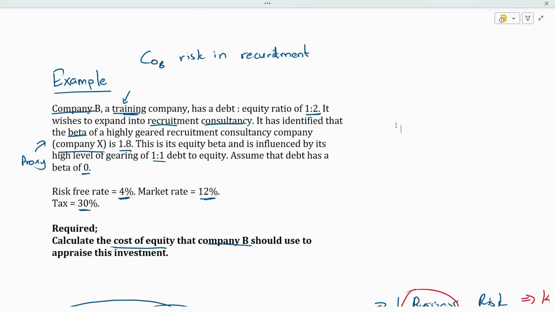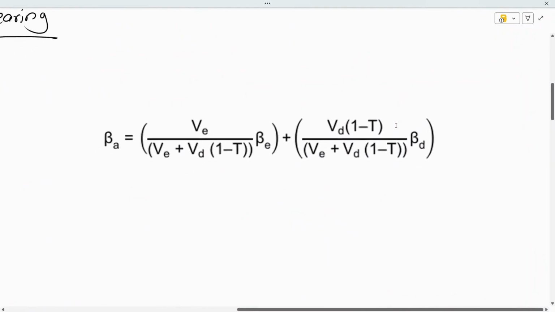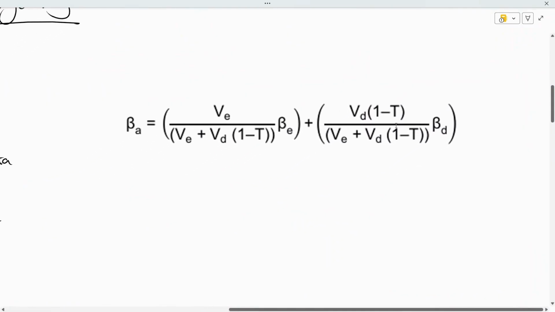How do we do this? Ungearing. So there is a small formula. I was joking, it's not small, it's quite big. As you can see, it's quite a big formula. It looks a bit scary, I know. The first time I was learning this, I was a bit scared. All right, but not to worry.